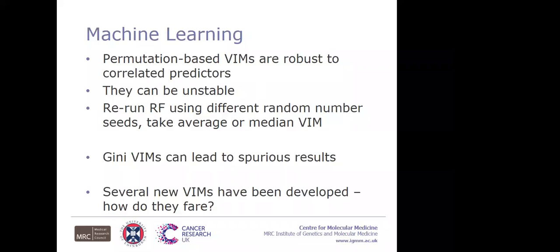I think I've shown several times now that Gini-based variable importance measures can lead to spurious results. And so in the next section, I'm going to talk about new variable importance measures and how they might fare under the null and under the alternative that includes interactions. So at this point, are there any questions?